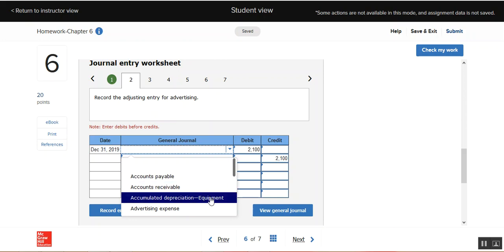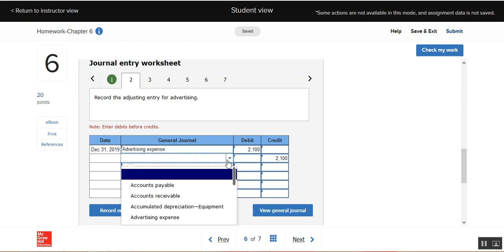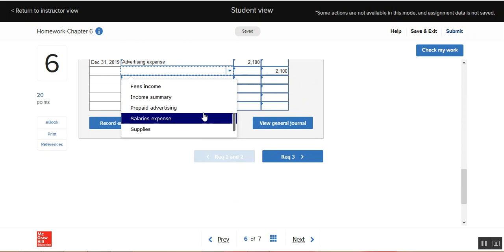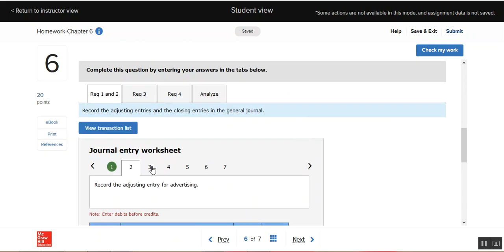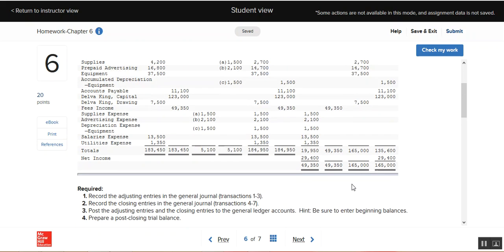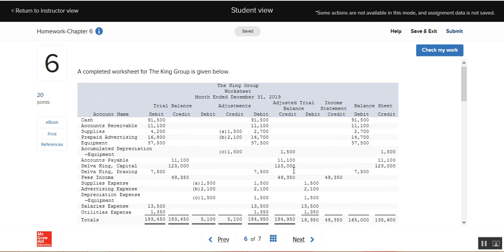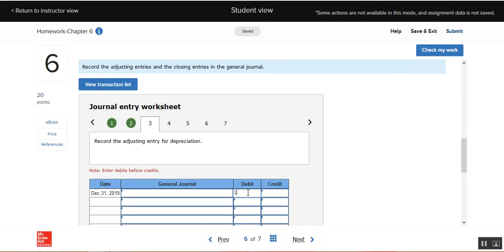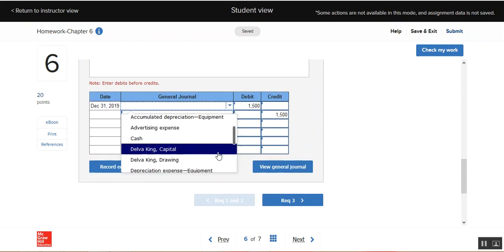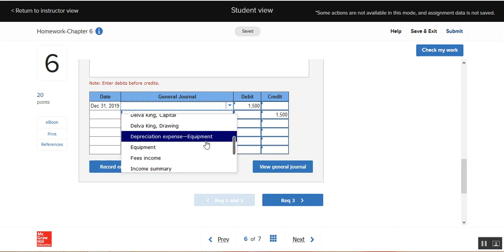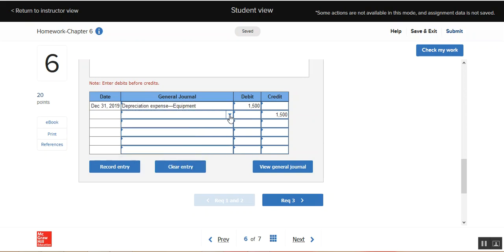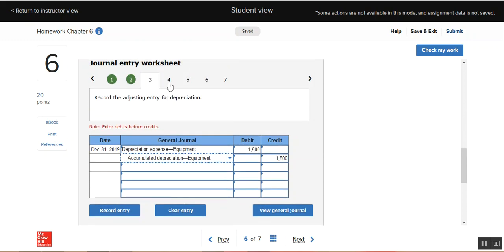And advertising expense was the debit. Prepaid advertising was the credit. And that one's done. Depreciation should be depreciation expense and accumulated depreciation for $1,500. The expense is the debit, and the contra asset, which is accumulated depreciation, is the credit. And that one is done.